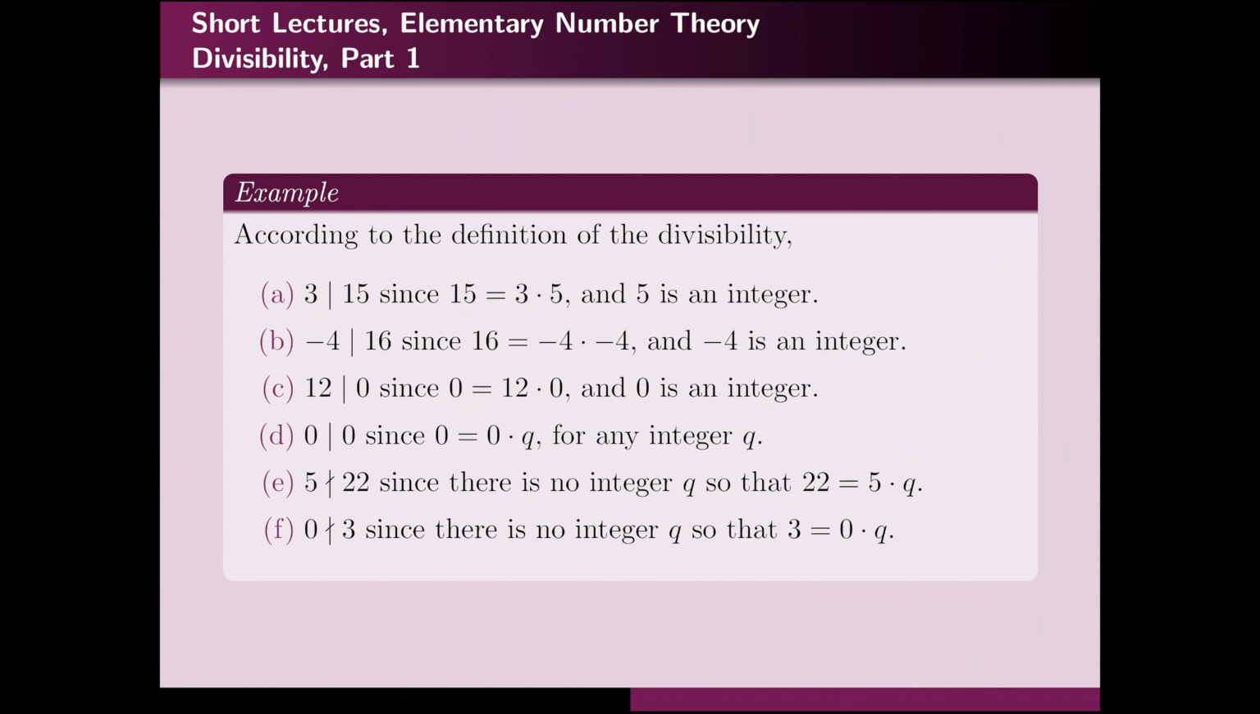For the same reason, part B is also true. Minus 4 divides 16, because the number on the right, 16, is equal to the number on the left, minus 4, multiplied by an integer. Coincidentally, it's again minus 4. So 12 divides 0 is also true, because the number on the right, 0, is equal to the number on the left, 12, multiplied by an integer, which in this case is 0. 0 is the only integer that fits this equation. Okay, but it doesn't matter, because 0 is an integer, so this is also true.